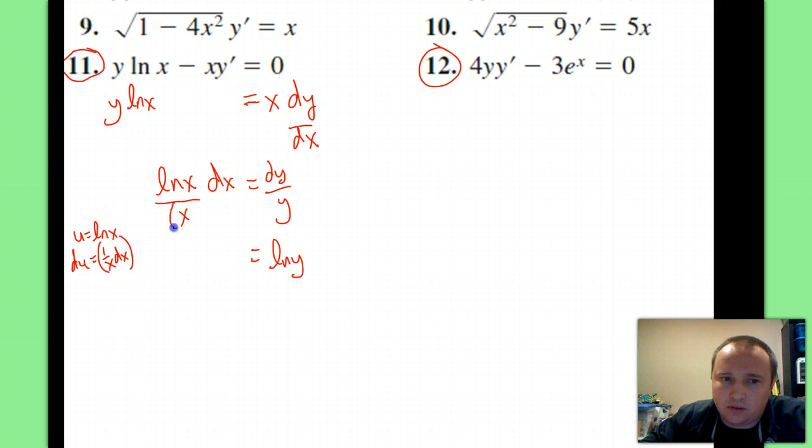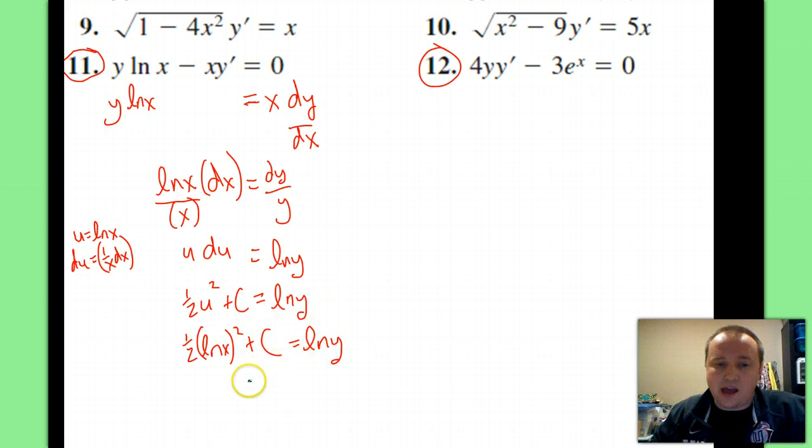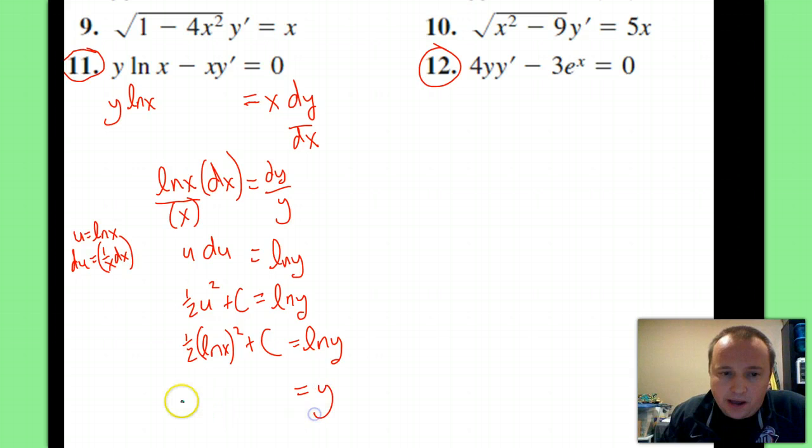1 over x dx, you're looking at it right here. And so really what I have is u times du. Well, if I find the antiderivative of that, I add a power and divide by a power, plus c, equals natural log of y. Now I need to plug back in, right? Now I have to exponentiate, and so I get y equals e to the 1/2 of natural log of x quantity squared plus c, so really it's just a c in front. And there I am.